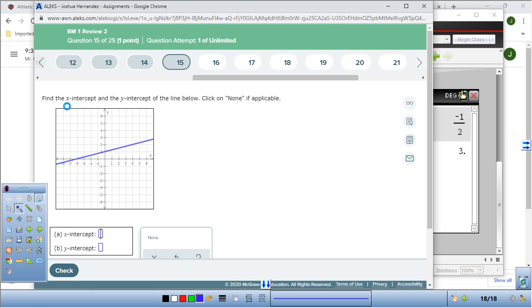Oh, this one's easy. X-intercept would be -4. Y-intercept, 1.